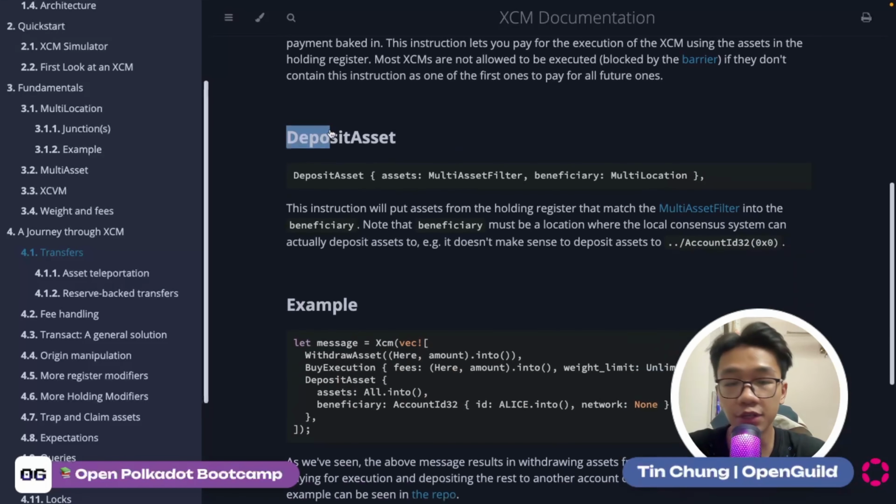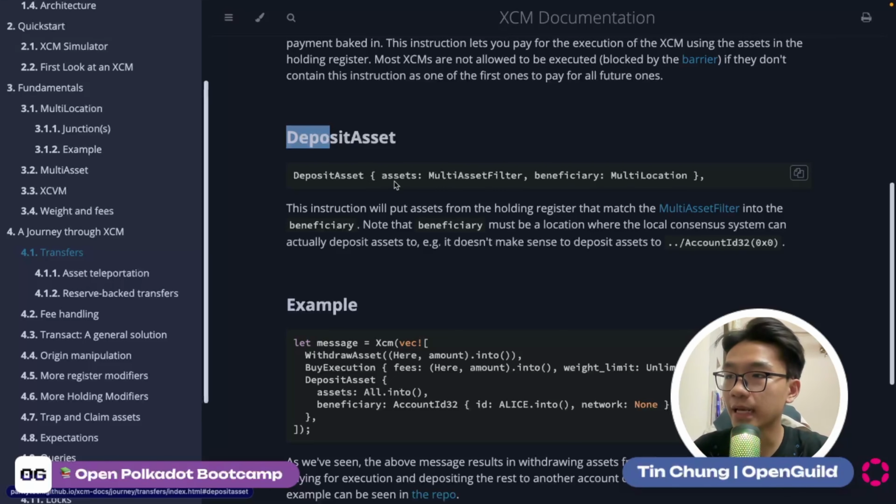Then after you withdraw from one account to the holding register, you want to bring the amount of tokens from that holding register out and then give it to the destination. Then you have another instruction called DepositAsset.